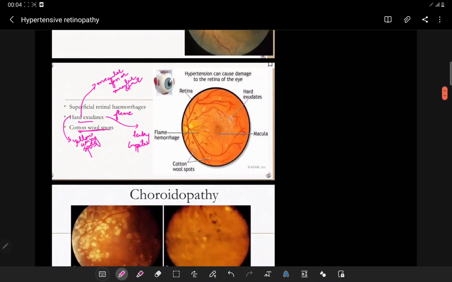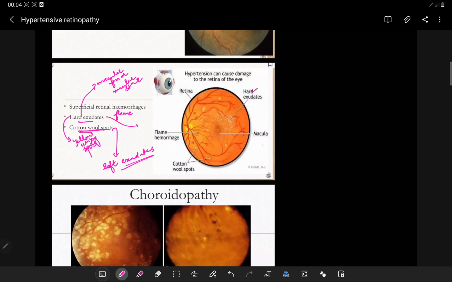And we have the cotton wool spots. Cotton wool spots are fluffy whitish lesions and represent areas of infarcts in the nerve fiber layer. These occur due to ischemia caused by capillary obliterations in the severe form of hypertensive retinopathy. These are also termed as the soft exudates.